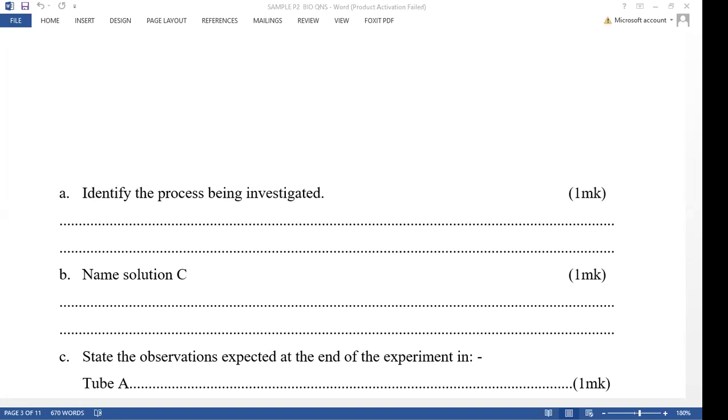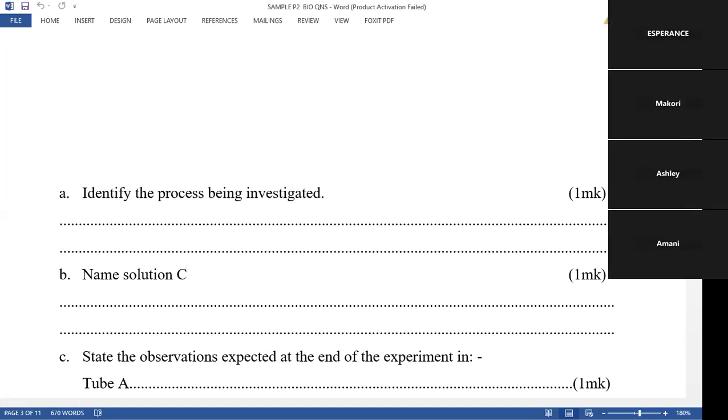No change in color. Whenever we are writing the observations, we are not supposed to indicate no observable change. You are supposed to say either the color of the solution is retained or the solution remains colorless, because we know that this calcium hydroxide or lime water is normally a colorless solution. So it remains colorless, or as well you can say no change in color. But it's not correct for us to say no observable change.